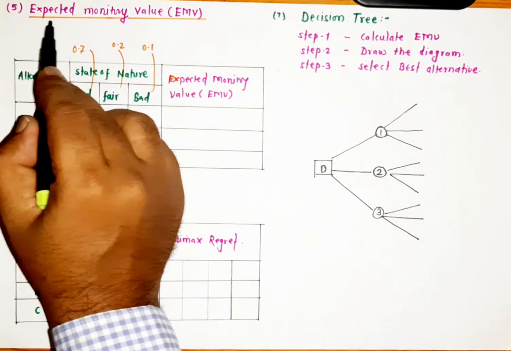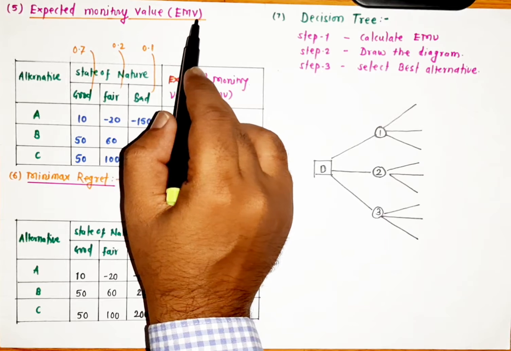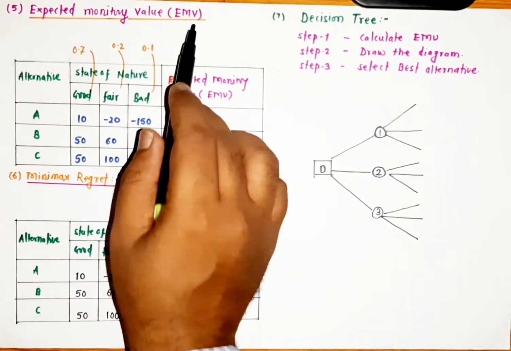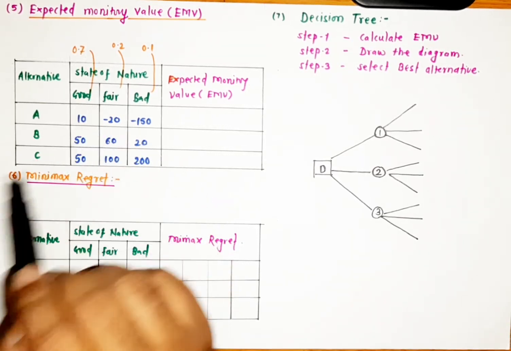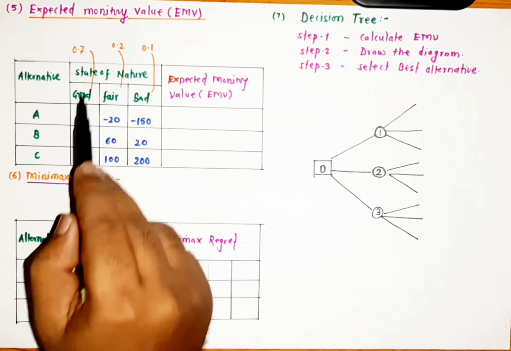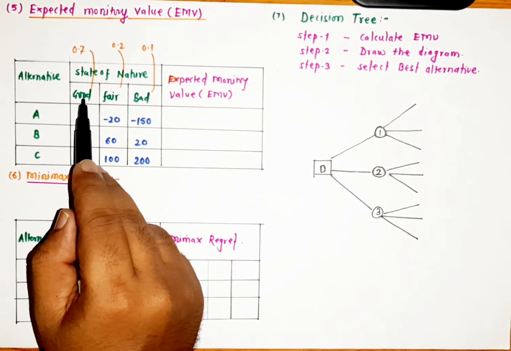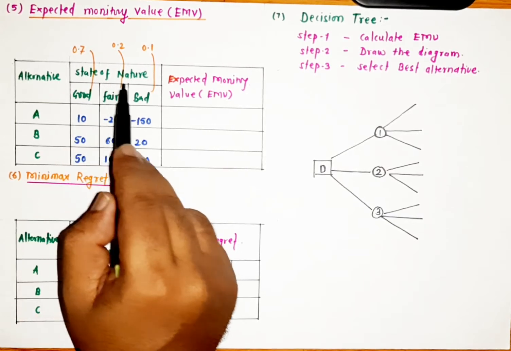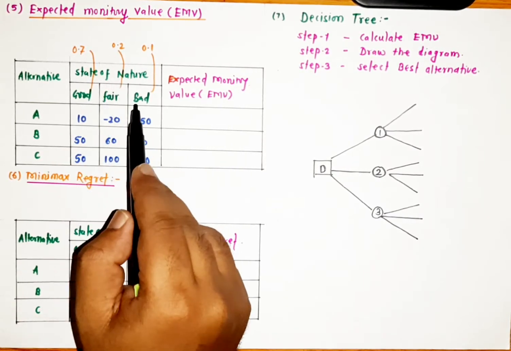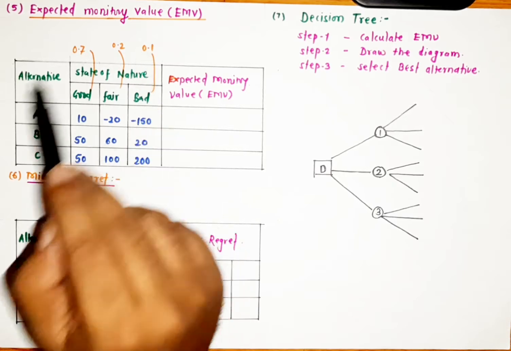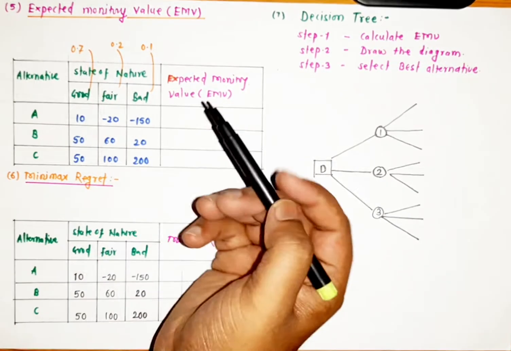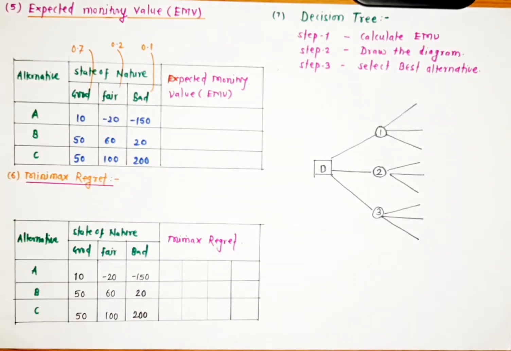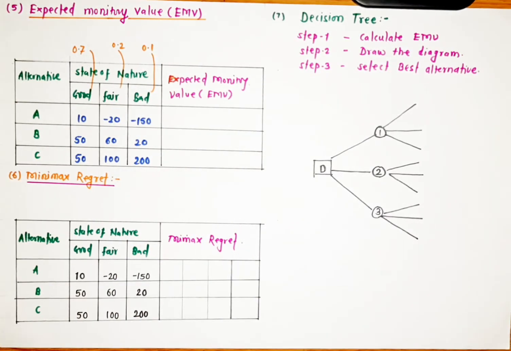Next problem is expected monetary value, that is EMV. Whenever we want to calculate EMV, in the problem statement they will give us probabilities. So here the probability of good nature is 0.7, the probability of fair nature is 0.2, and the probability of bad is 0.1. Now we want to calculate the expected monetary value. Here I will calculate it for the A alternative.